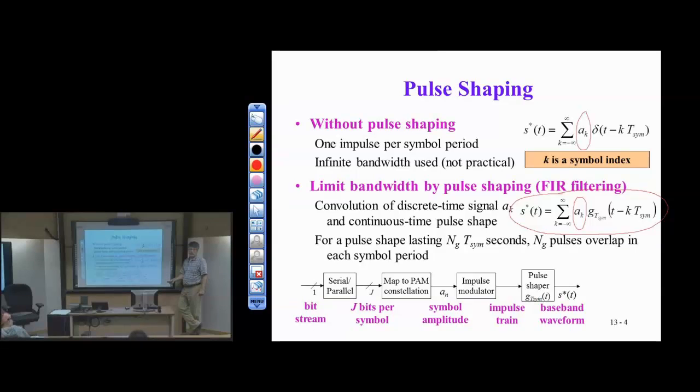And it's a bunch of filtering. If I look at the block diagram down here, I've got to group the bits in the J bits, do a lookup table to map from the symbol of bits to symbol amplitudes, the symbol amplitudes A sub n. I multiply by an impulse train in the time domain, and I filter.